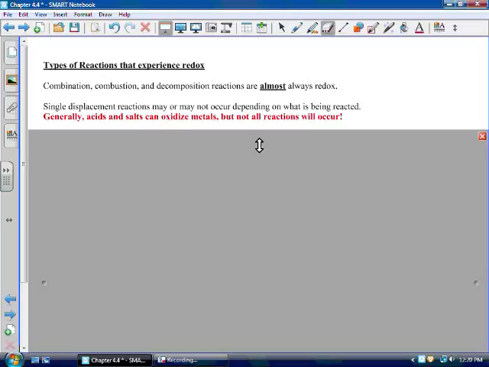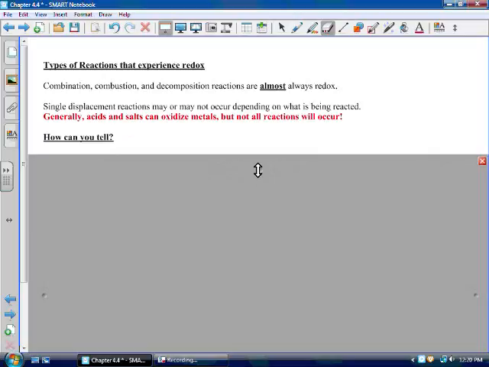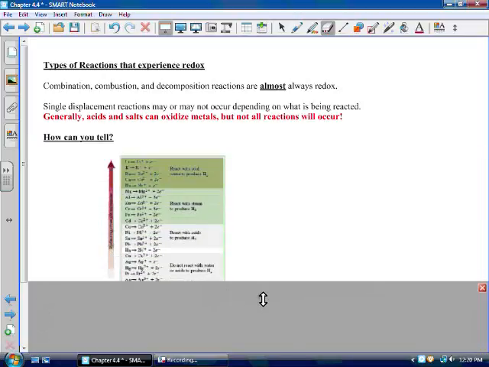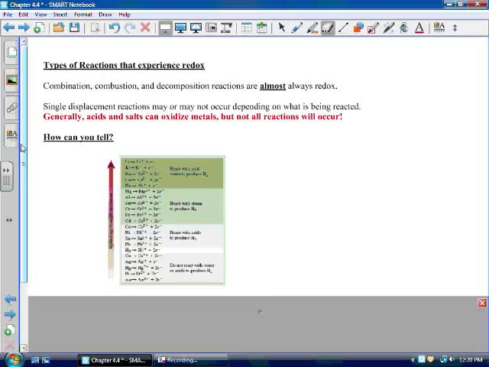And we can use redox to figure out whether or not a reaction is actually going to occur. In general, metals and nonmetals tend to be oxidized or reduced by either salts or acids. One of those 2 things will lead to oxidation or reduction. How can you tell? The way we can tell is simply using a chart called the activity series, which is provided here in your notes and in your book, on page 143.